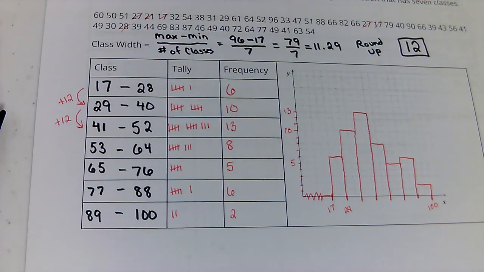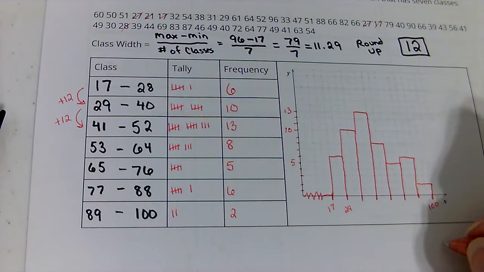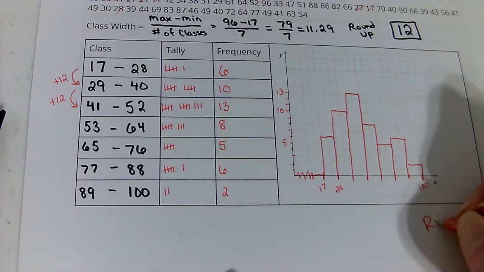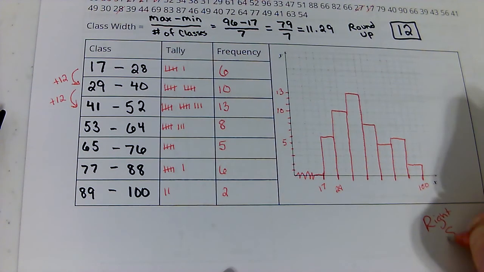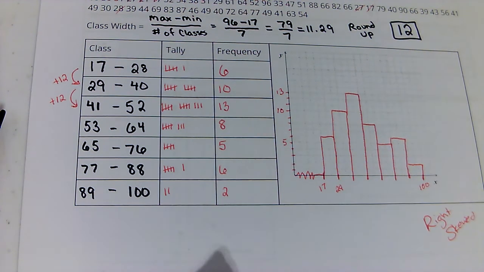So how would you describe this graph? Well, I would describe it as maybe right skewed, because it has a little tail on the end.